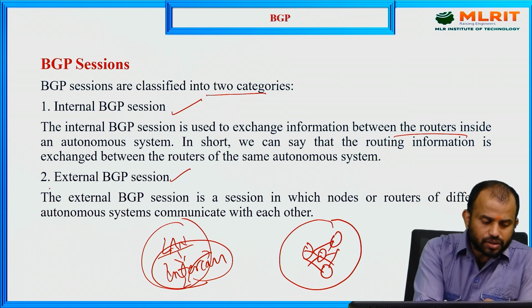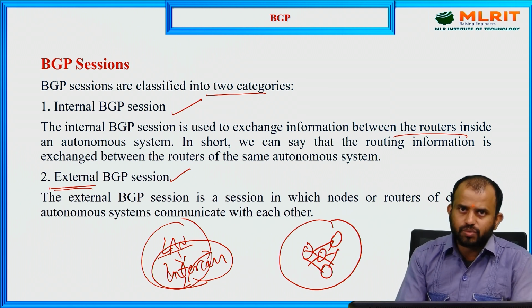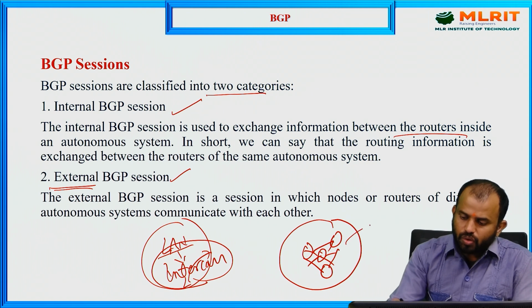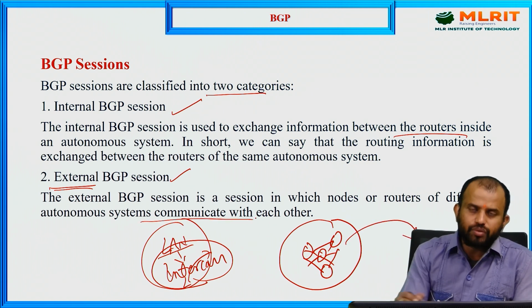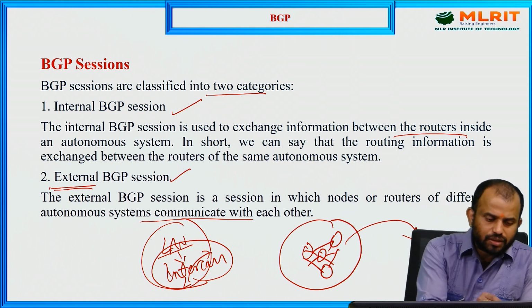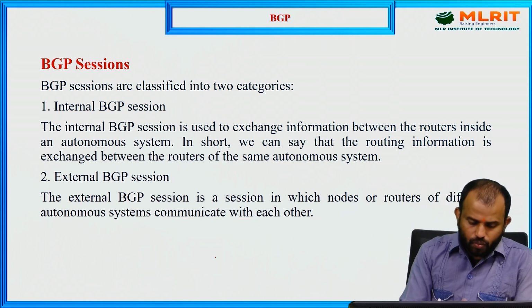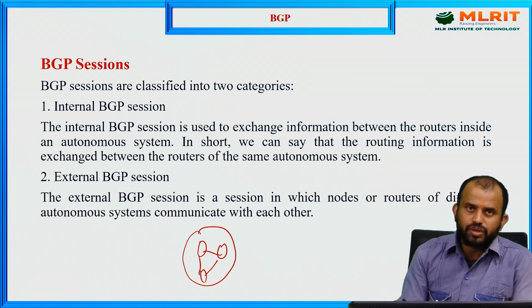But the other system we call an external BGP system, which means the systems present over there can share information outside the network, with different kinds of autonomous systems. We can communicate with each other. That we call external. So what is meant by internal? Internal means the systems and routers present in the network can share the information within the network.